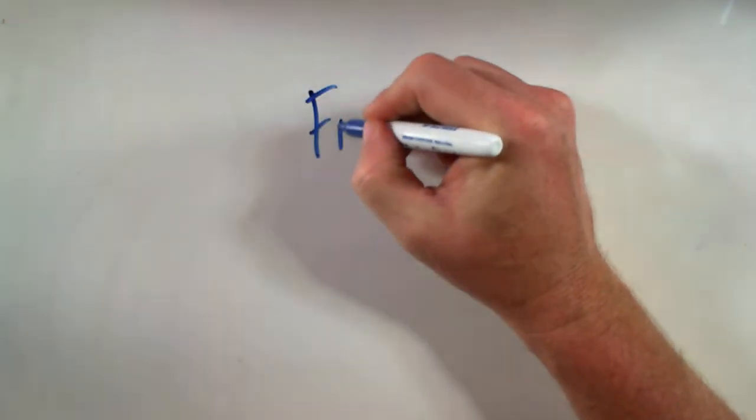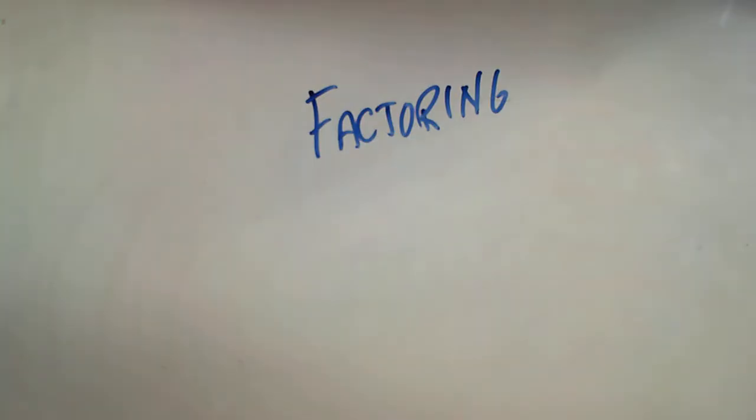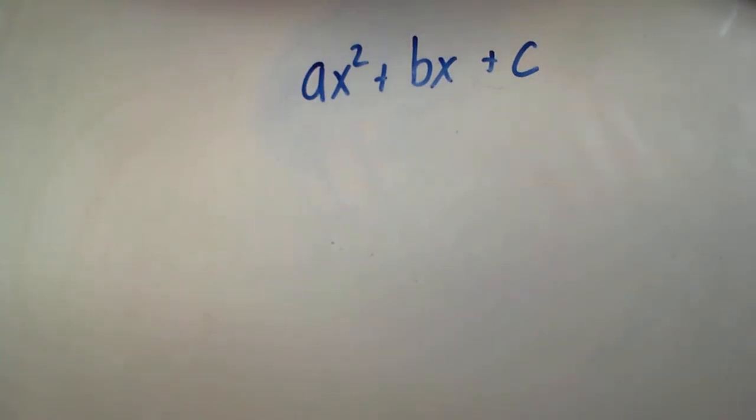Factoring. Factoring, factoring, factoring. So when we talk about algebra, factoring never goes away. And when we talk about factoring, we are talking about factoring what are called trinomials. And that is factoring when you have three different things that are added together. So a trinomial is of the form ax squared plus bx plus c.